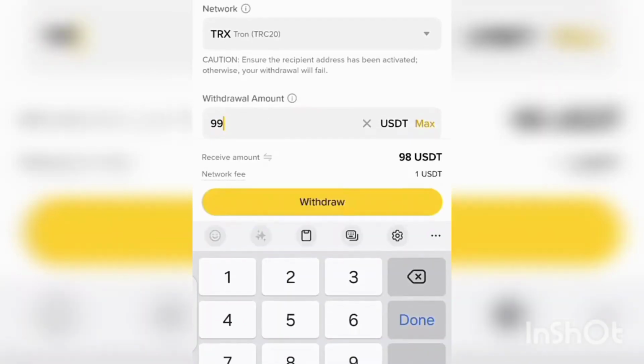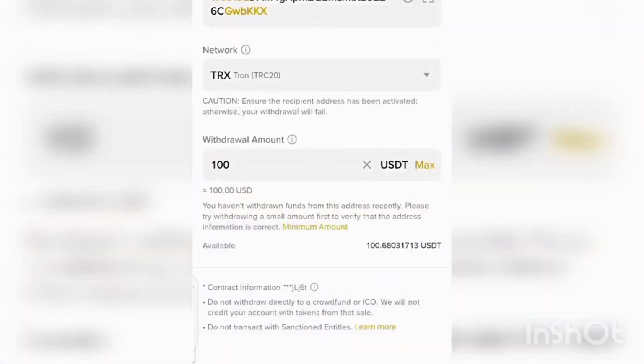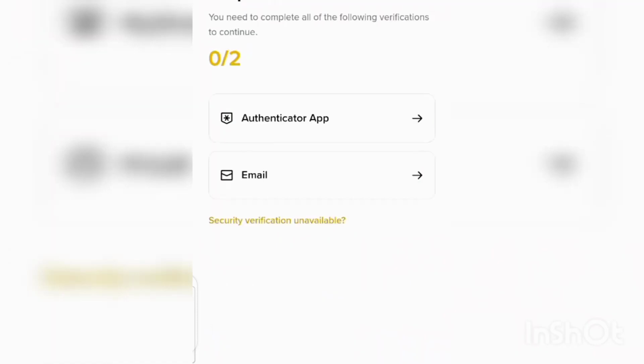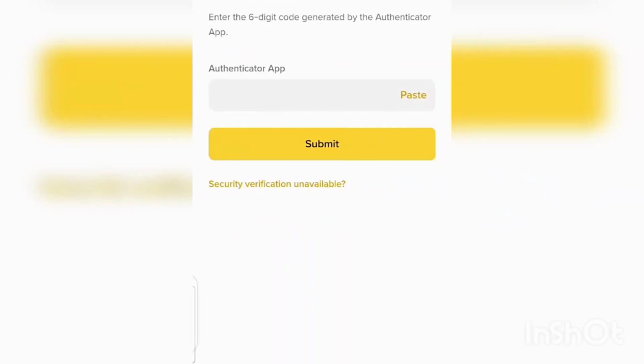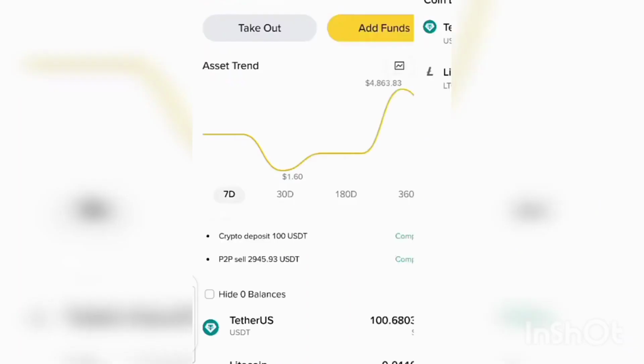It's very important that if you are starting with 100, you add an extra 1 USDT. Since I'm sending 99, I will add 1 to make 100. That is the one USDT fee which Binance is gonna charge me. Then you confirm. I'm gonna pause the video so that I can input my authenticator code. Okay, so I'm done inputting my code.